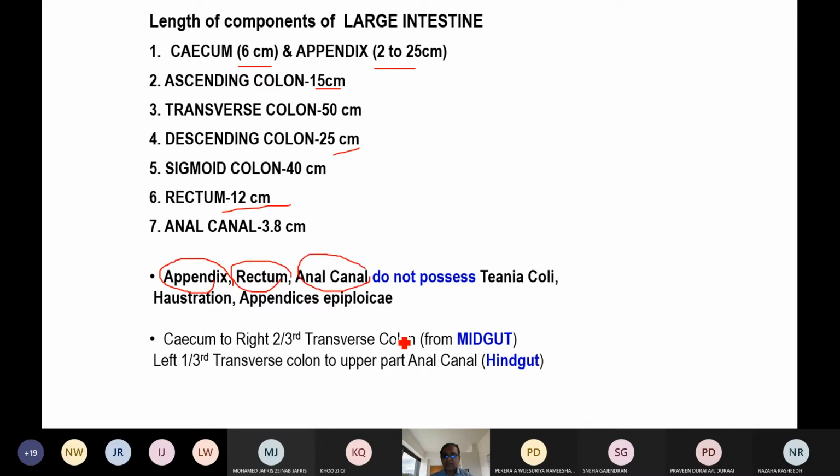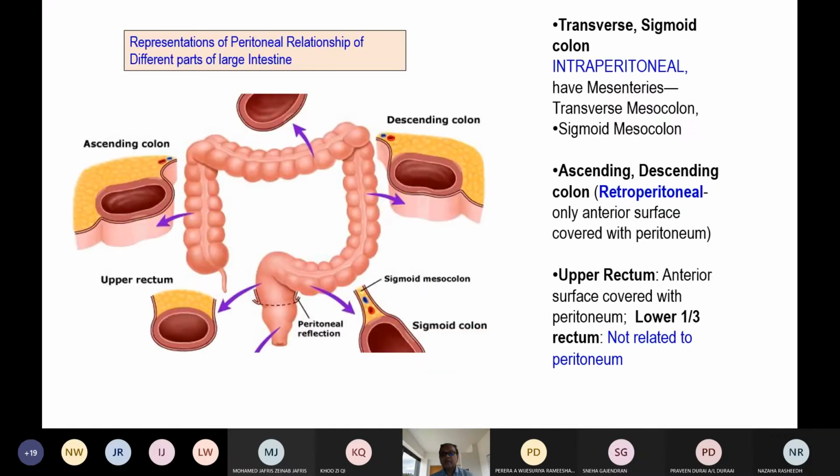Okay, and one of the important things here that we will later on see is that from the cecum until the right 2/3 of the transverse colon comes under the embryonic midgut, and the left 1/3 of the transverse colon, descending colon, sigmoid colon, rectum, and anal canal come under the hindgut.